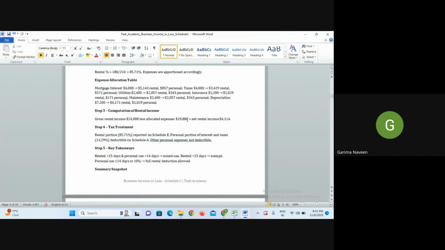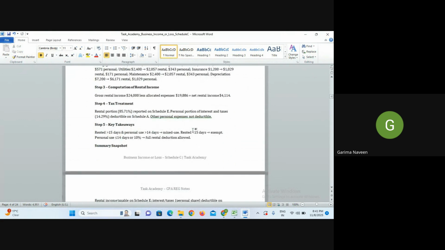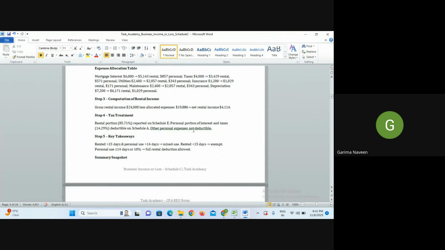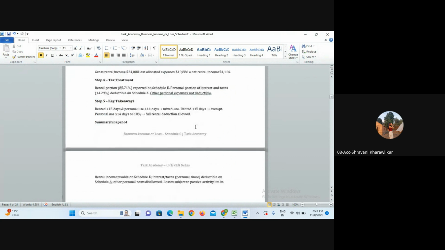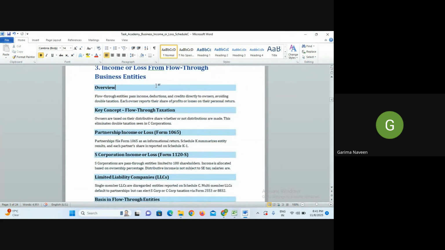Is it clear how to allocate these expenses and how to deduct them from your 1040? Any doubt? No, ma'am.